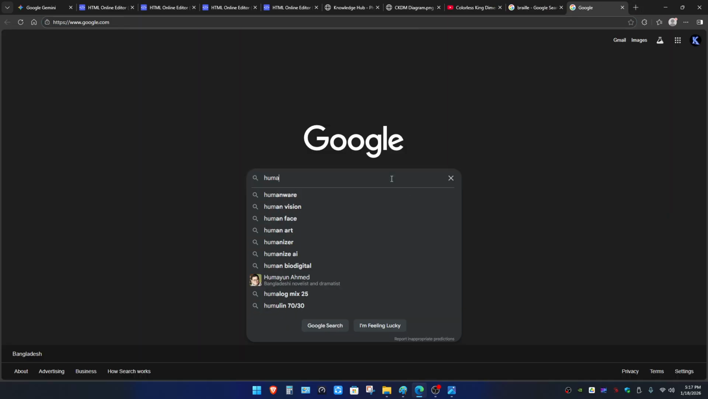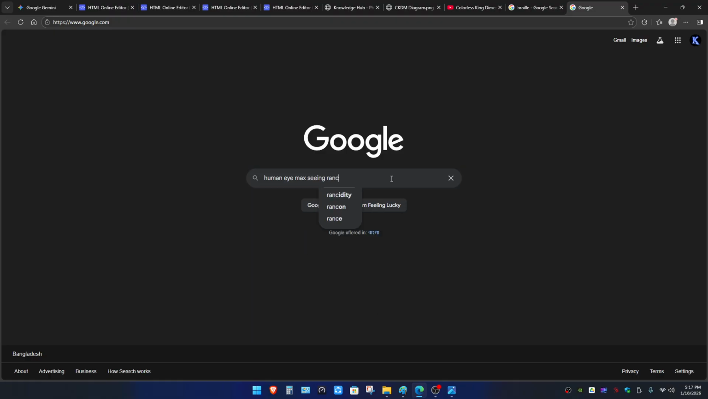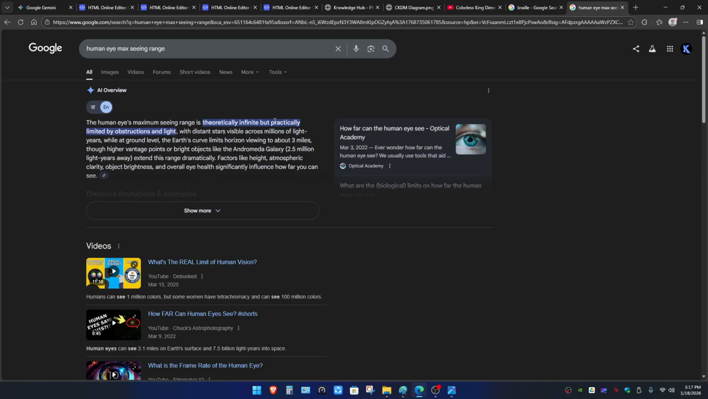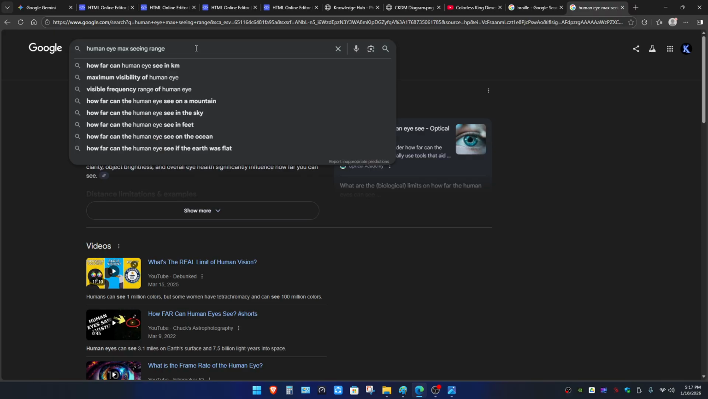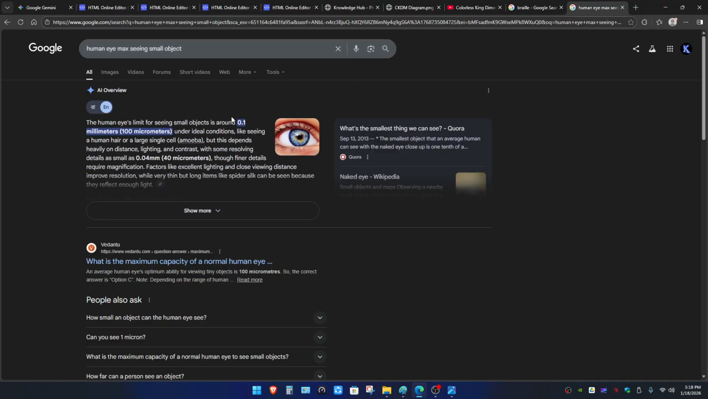Human eye, max seeing range. Small object. Like what is the max range we can see? Okay, it is up to 0.1 millimeter.